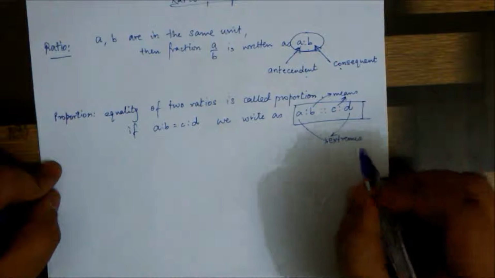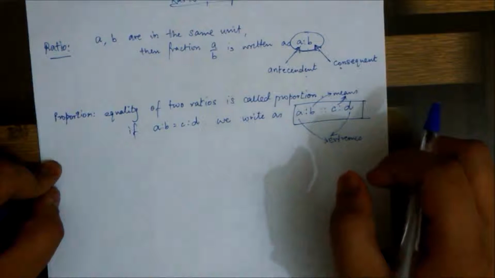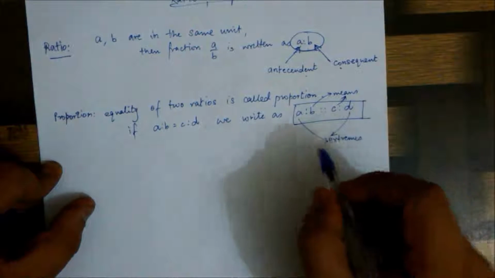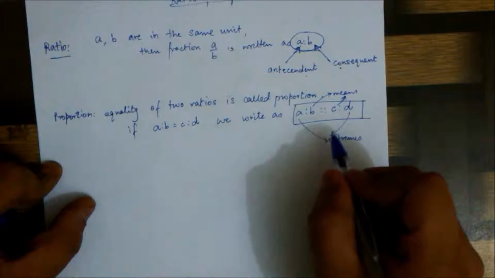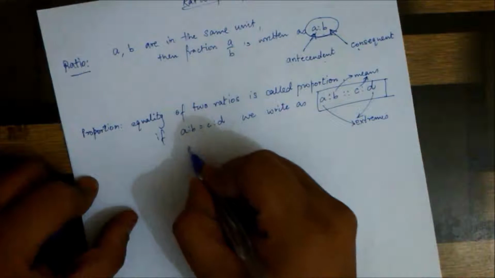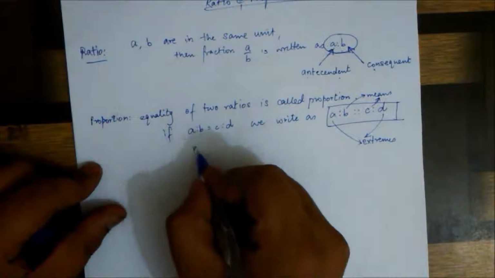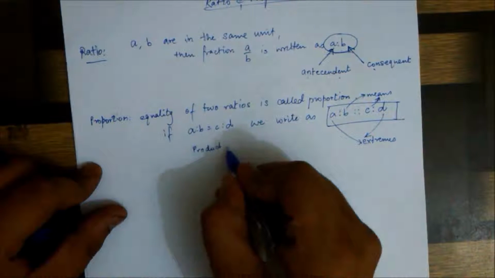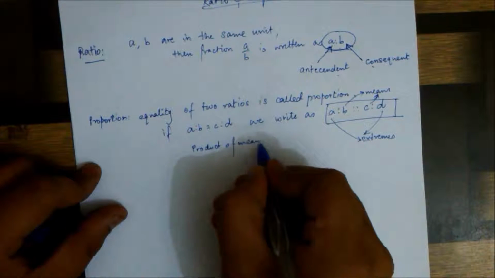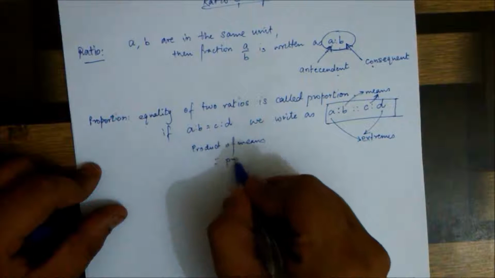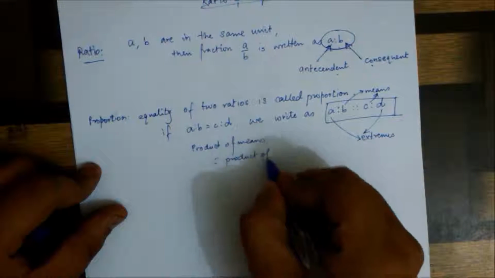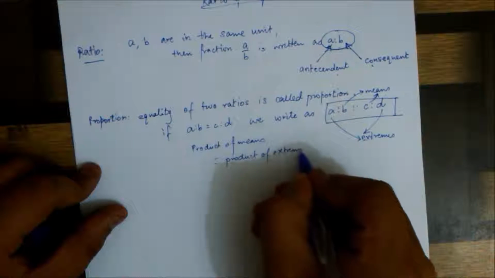And we have a basic formula that the product of means is equal to the product of extremes. Let me write it down. Product of means is equal to product of extremes.